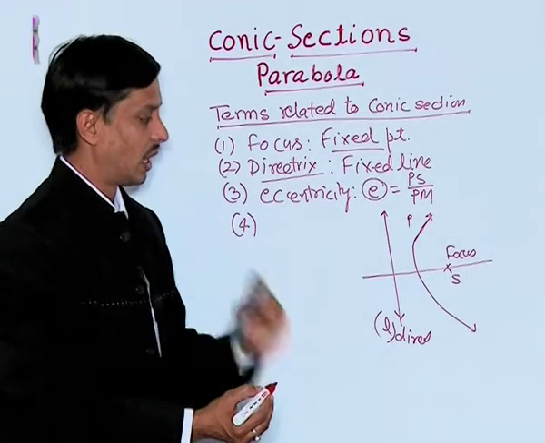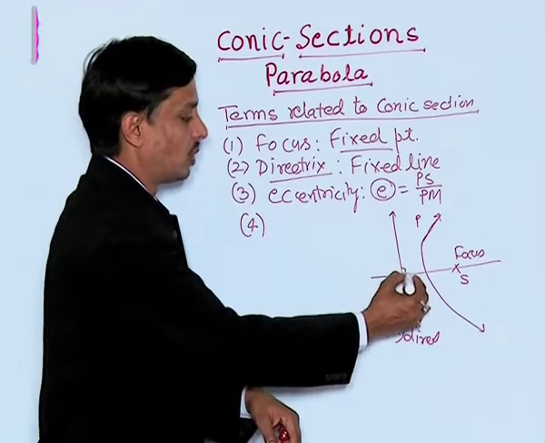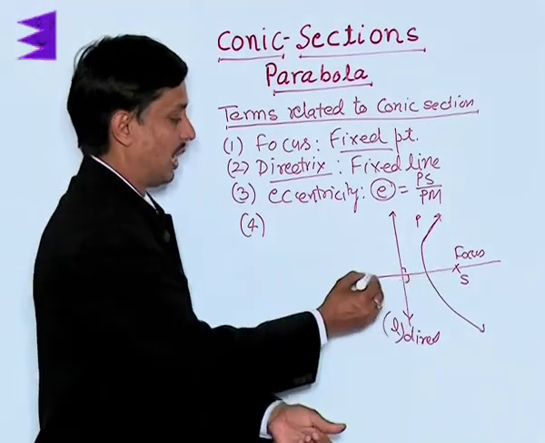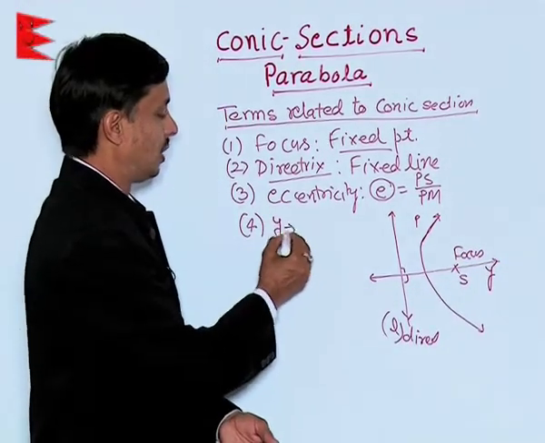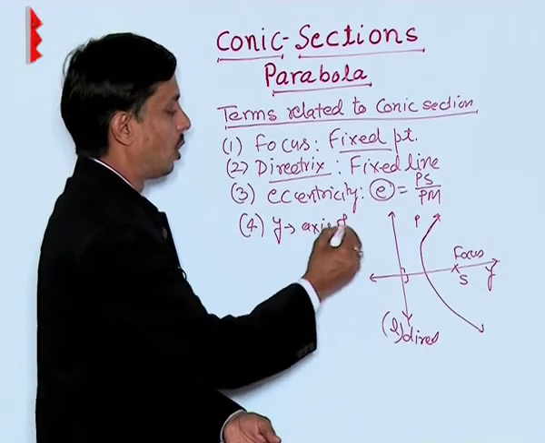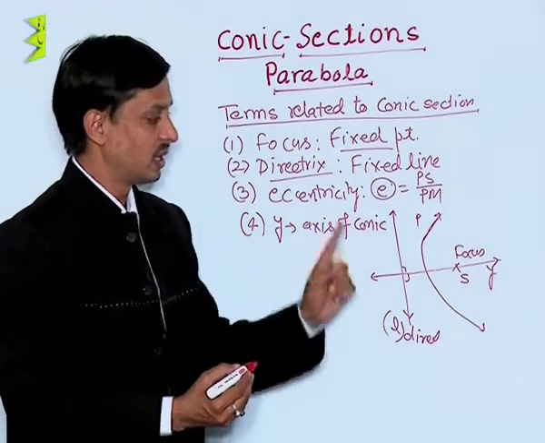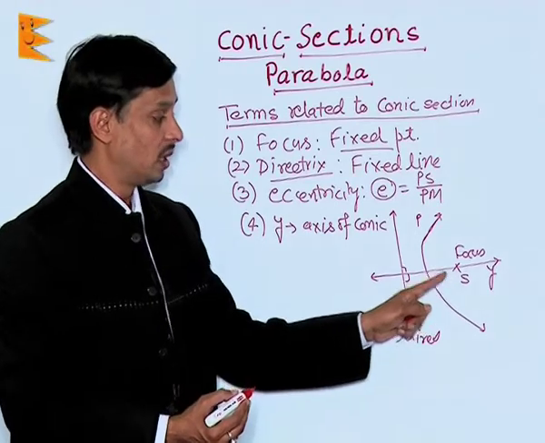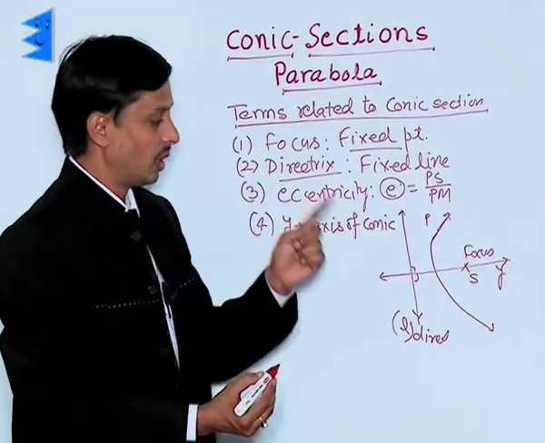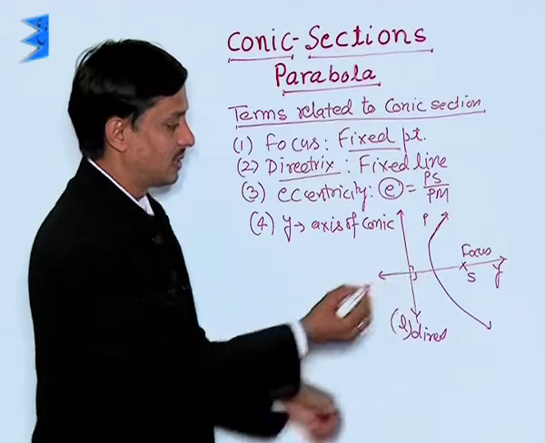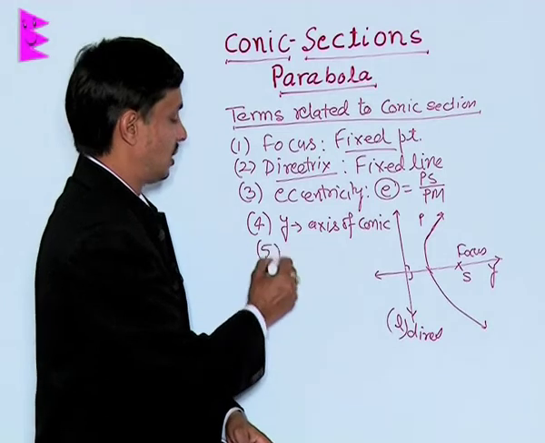What is the line called passing through the focus and perpendicular to the directrix? This is known as the axis. Say this line is Y. So here in the figure, Y is the axis of the conic. So what is the axis? A line passing through the focus but perpendicular to the directrix is known as the axis of the conic. The point of intersection of the axis and the curve, the path, is known as the vertex.